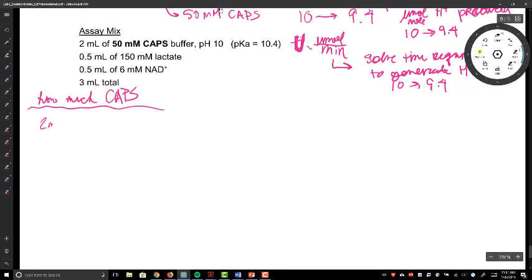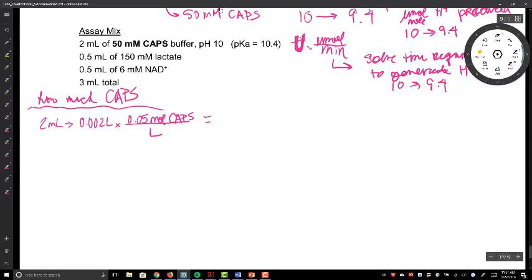And so the way to figure out how much CAPS you would have, we would say 2 mL, which is equal to 0.002 liters, times 0.05 moles of CAPS per liter.